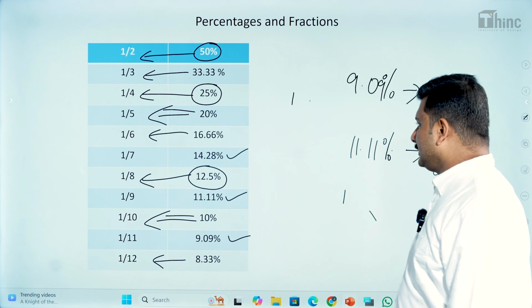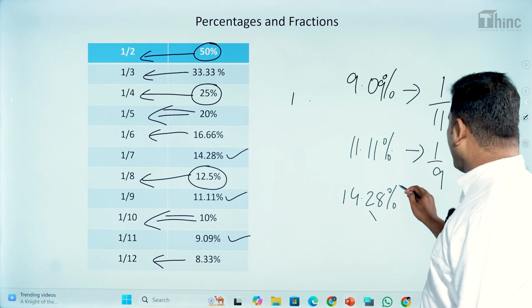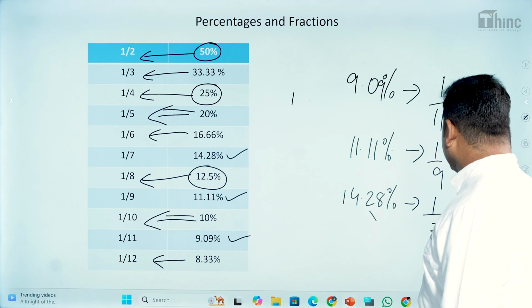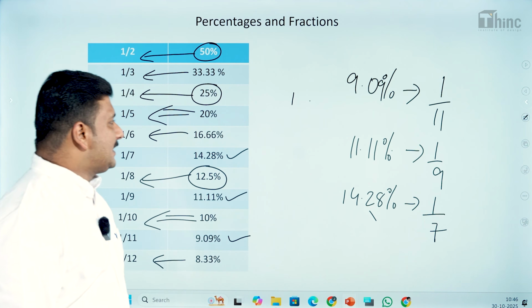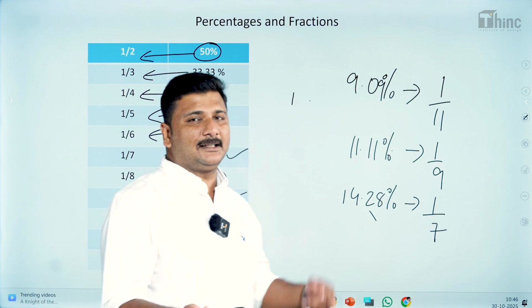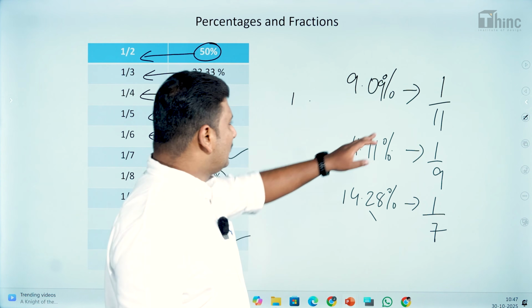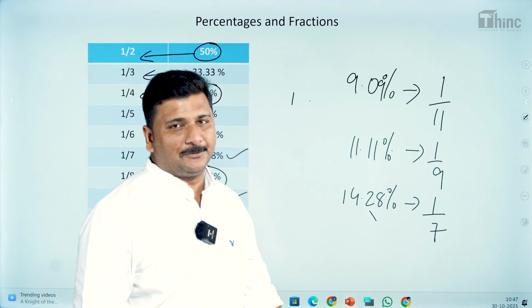And what's the last one? 14.28 percentage corresponds to 1 by 7. Now, to find the percentage corresponding to 1 by 11, see, 11 is connected to 9, 9 is connected to 11. You can actually connect it and study that really fast. So, 1 by 11 corresponds to 9.09, 1 by 9 corresponds to 11.11.